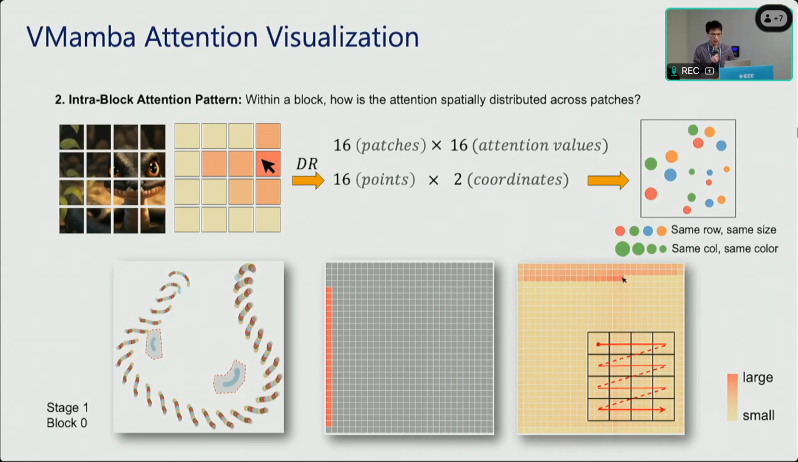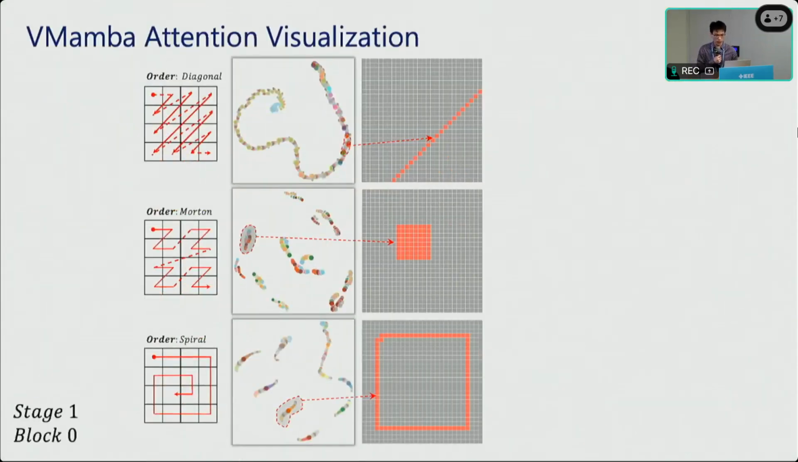Okay, so if we change to other blocks, the attention pattern will be different. But let's just focus on this block, and let's see the 3 new orders we introduced. So here's the scatter plot, and you can see that spatially closer patches will fall into the same cluster.